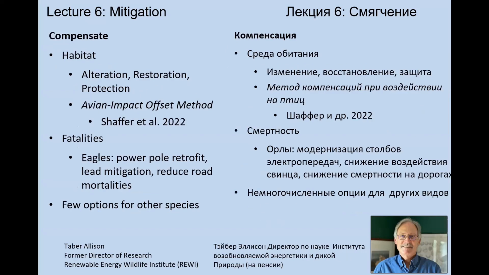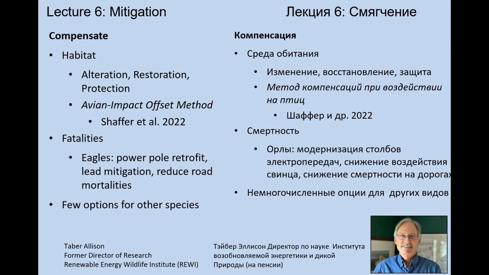And then the last step in the mitigation hierarchy is to compensate. You can compensate for affecting habitat, and Jill has a really good technique and set of papers that she has published describing an avian impact offset method that goes into some of these compensation methods. You can also compensate for fatalities.